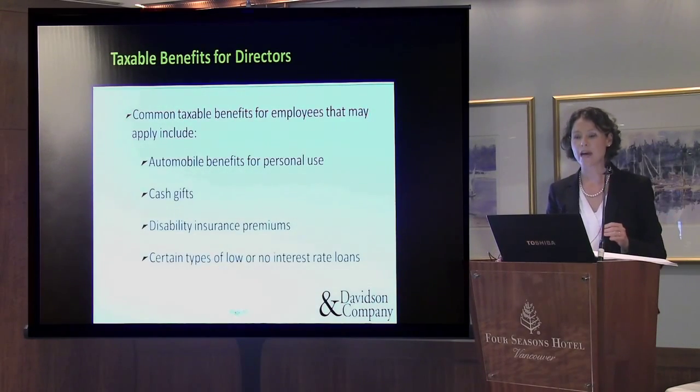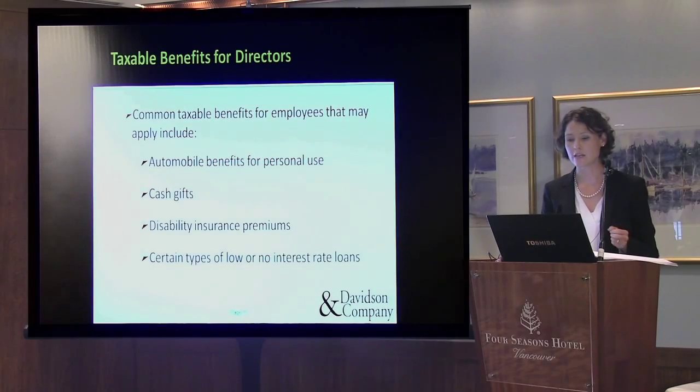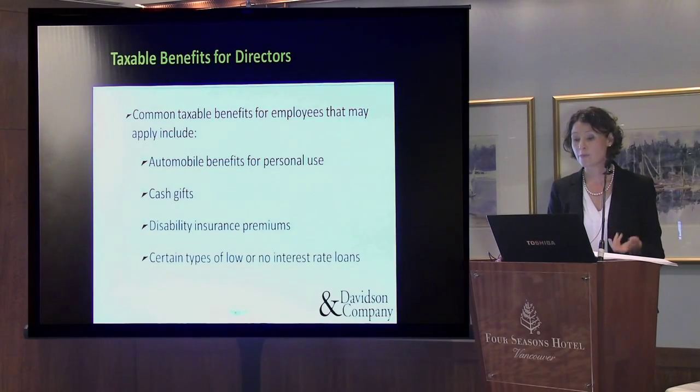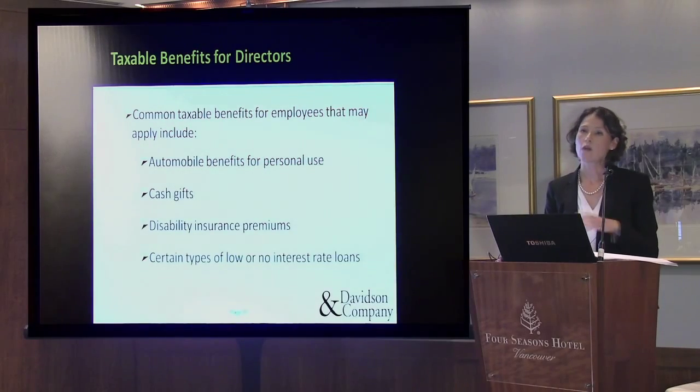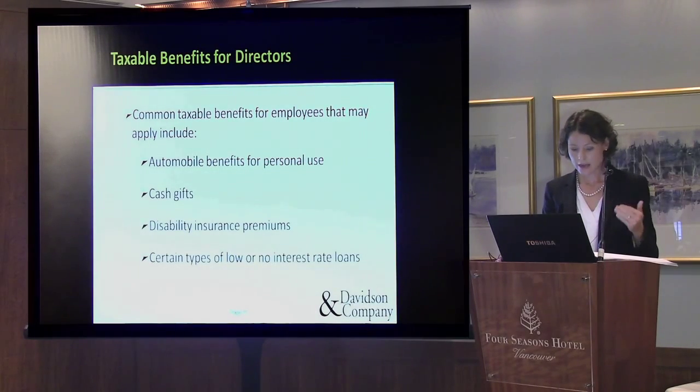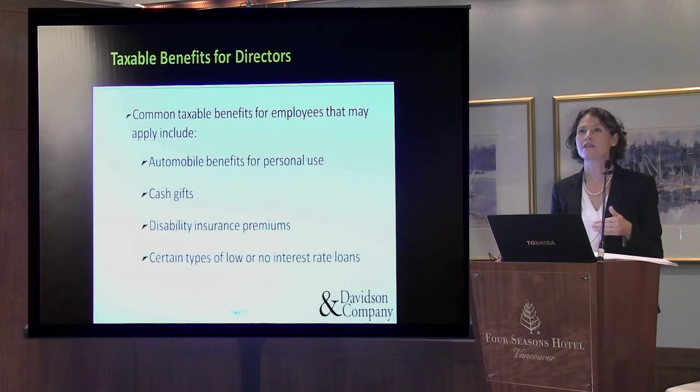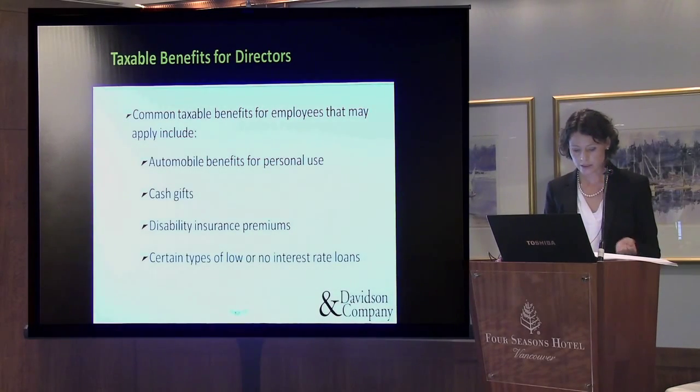So some of the common taxable benefits that we have seen for directors include automobile benefits and allowances for the personal use of a business vehicle are generally included. But if you look at the allowances that you get reimbursed for, that is a reasonable amount, and that's generally based on the kilometer of use. Those allowances are not taxable benefits.